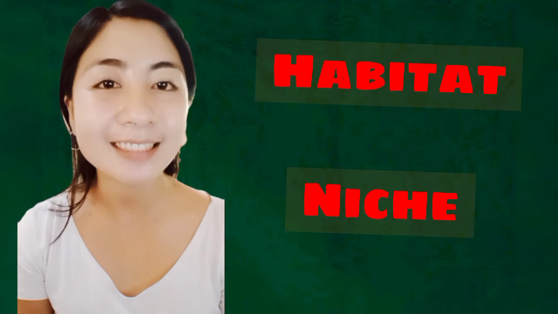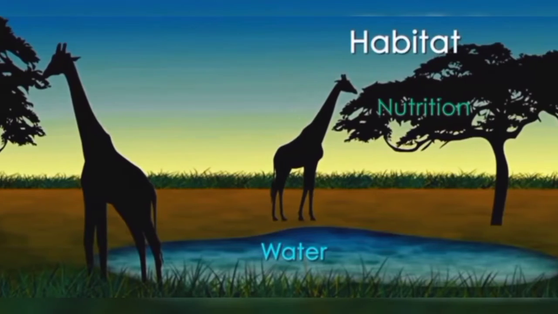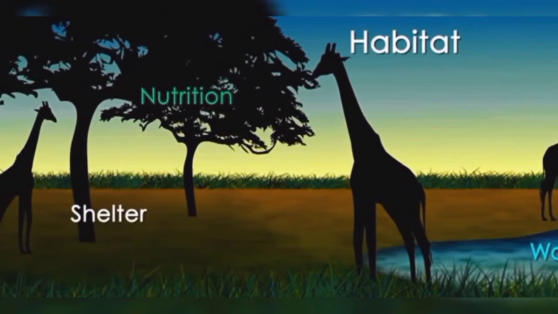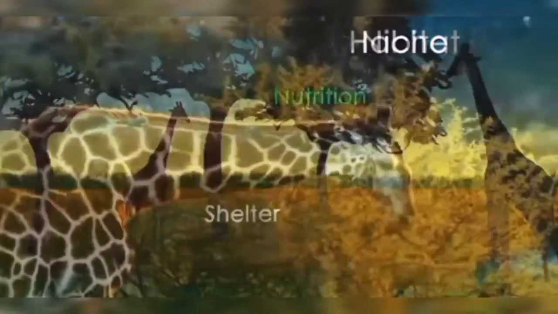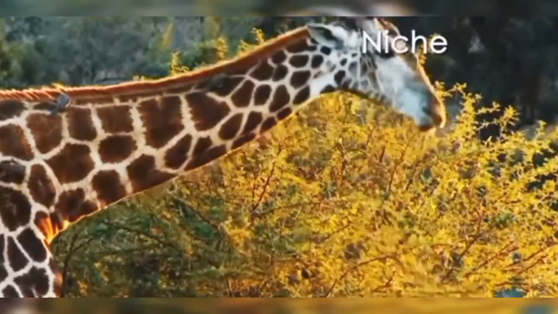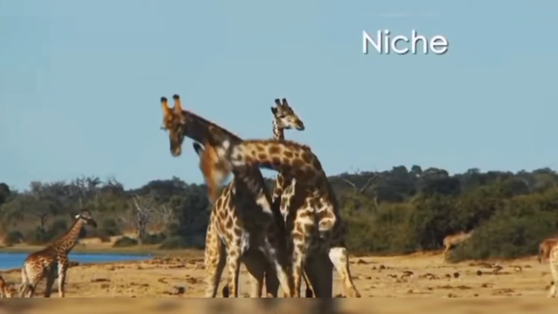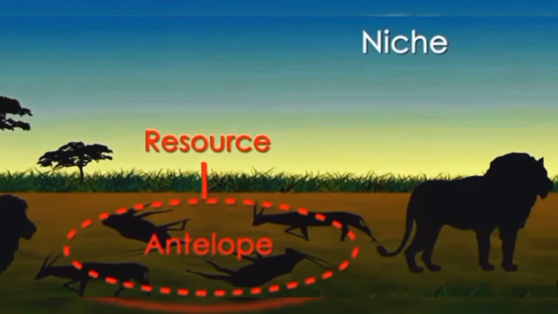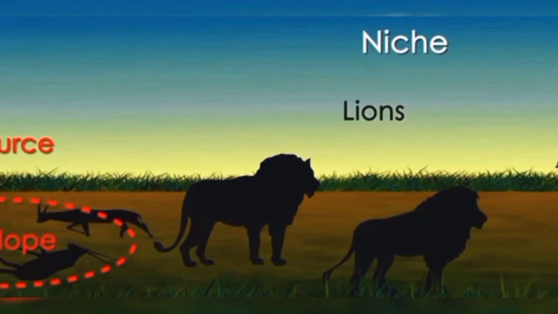Two other important concepts in the study of ecosystems are the habitat and niche. Habitat is a place where an organism or community of organisms lives. Organisms must get nutrition, shelter, water, and other things they need in order to survive. Niche describes the role an organism plays in a community. It is the role and position a species has in its environment, how it meets its needs for food and shelter, how it survives, and how it reproduces.